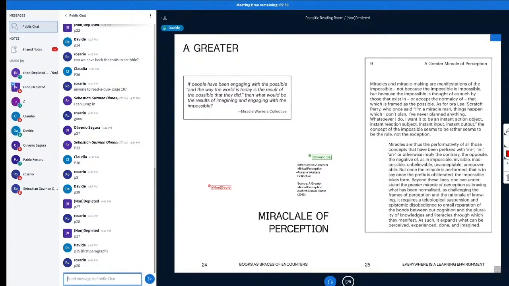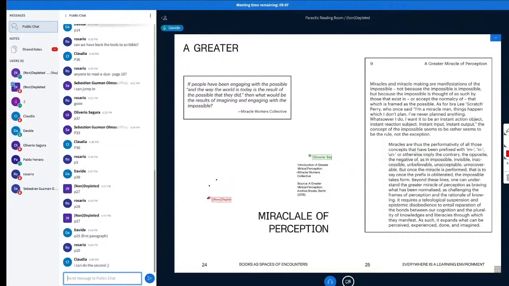Miracles and miracle making are manifestations of the impossible. Not because the impossible is impossible, but because the impossible is thought of as such by those that exist in or accept the normalcy of that which is framed as the possible. As for Bradley Scratch Perry, who once said, "I'm a miracle man. Things happen which I don't plan. I've never planned anything. Whatsoever I do, I want it to be an instant action object, instant reaction subject, instant input, instant output." The concept of the impossible seems to be the rule, not the exception.